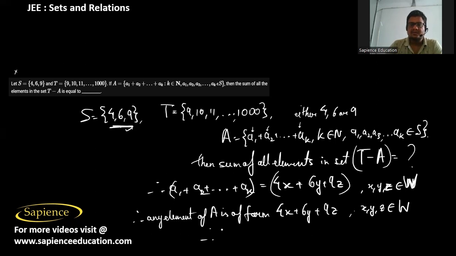So the elements in the set A can be of the form, like if x is 1 and y is 0 and z is 0, it can be 4. Then it can be 6 also, or it can be 9 also, or it can be 4 plus 6, that is 10 also, etc. And it can be 6 into 2, that is 12 also, etc.